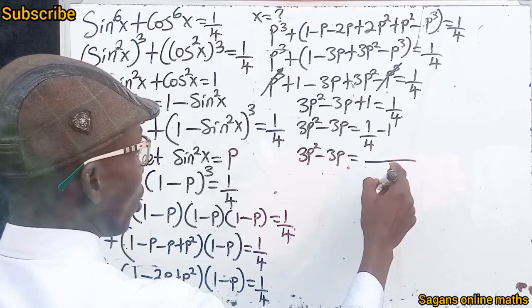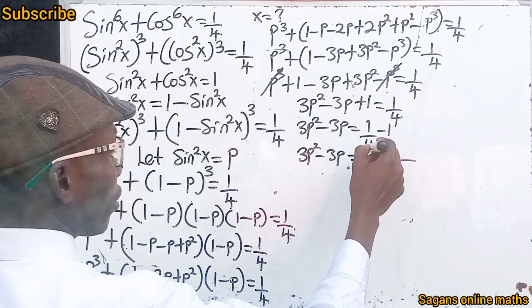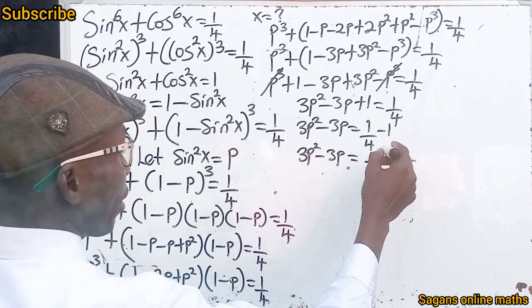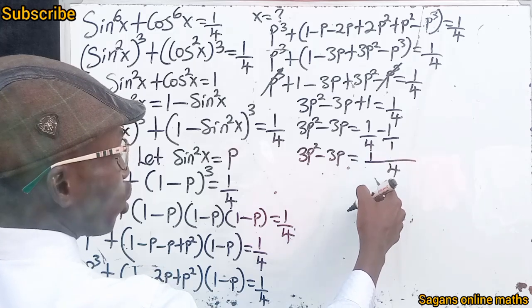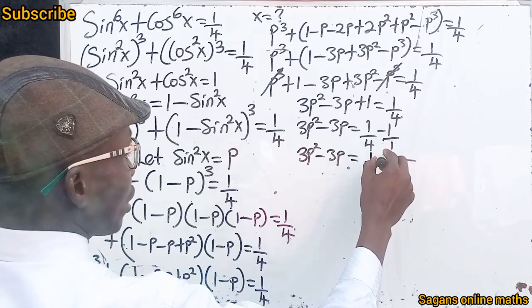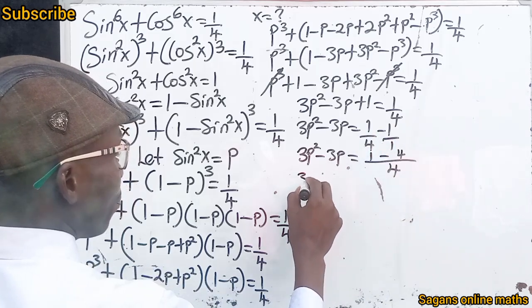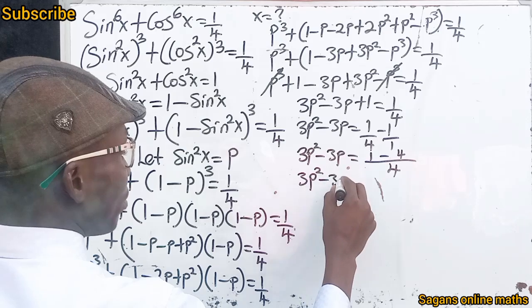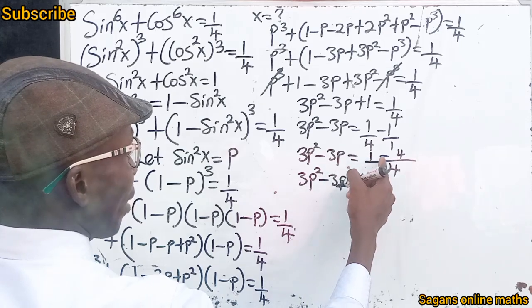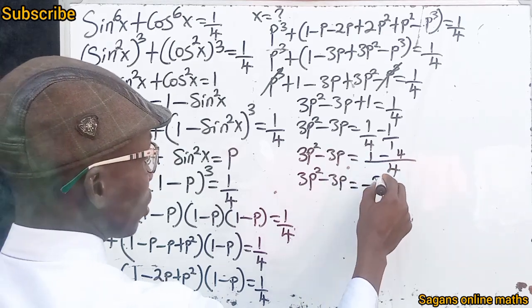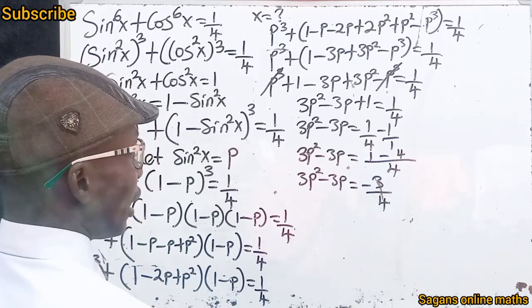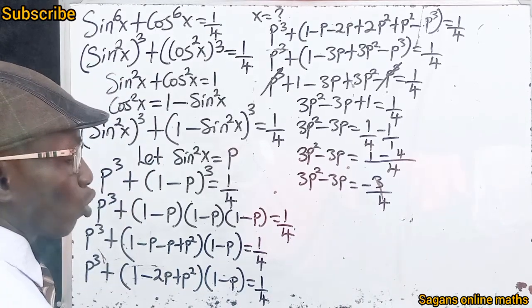Our LCM is 4. 4 into 4 is 1. 1 times 1 will give us 1. 4 into 1, remember the denominator here is 1, so 1 into 4 is 4 times. 4 times minus 1 is minus 4. Then 3p square minus 3p is equal to 1 minus 4 equals minus 3 divided by 4. Let's multiply through by 4, or let's cross multiply.